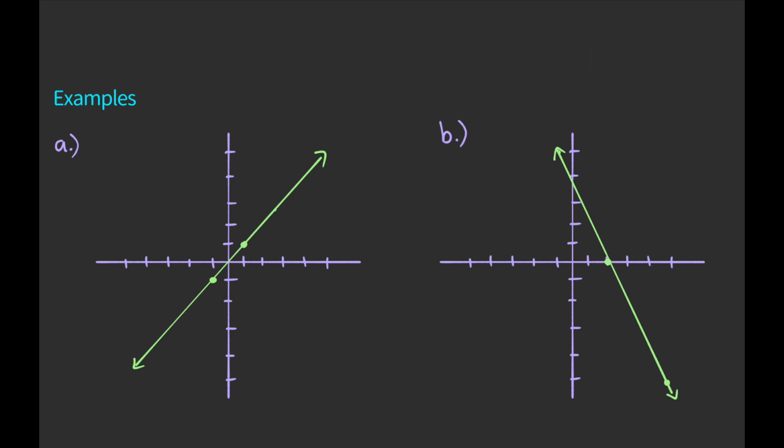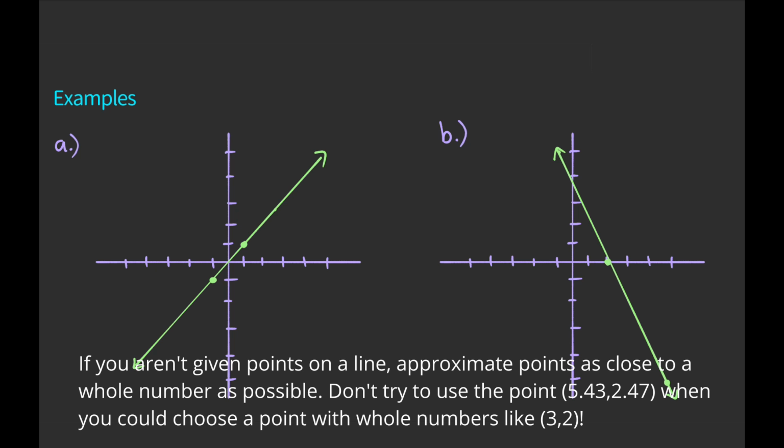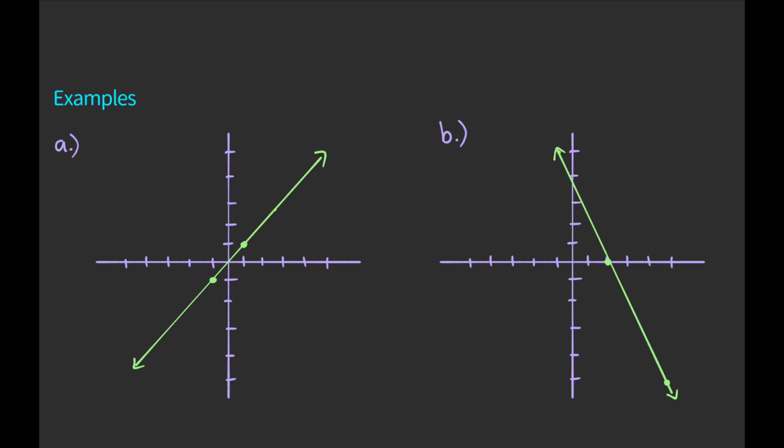So here we have example A. We are given a line, and it looks like we are given 2 points on the line. Sometimes you might be given points for your graph, and sometimes you won't. Obviously, if you are given points, then use those points to find the slope, but if you're not, then usually you want to do your best to find a point on that graph that is whole numbers.